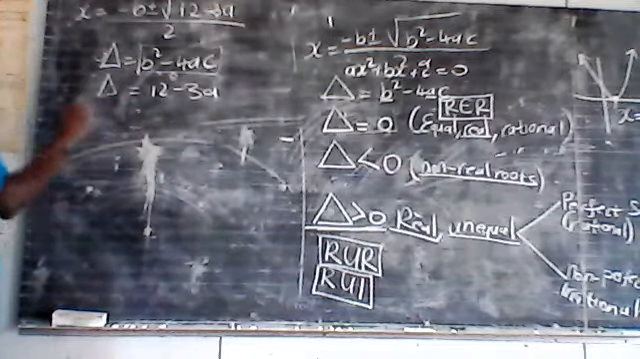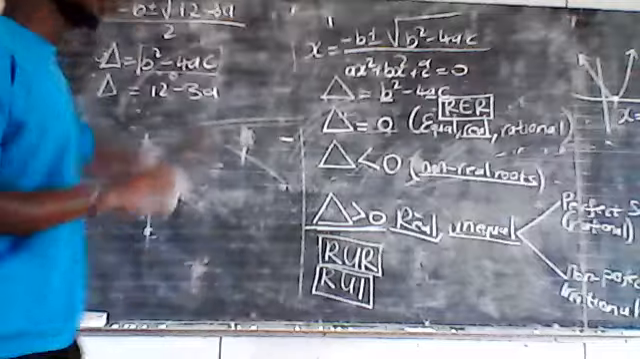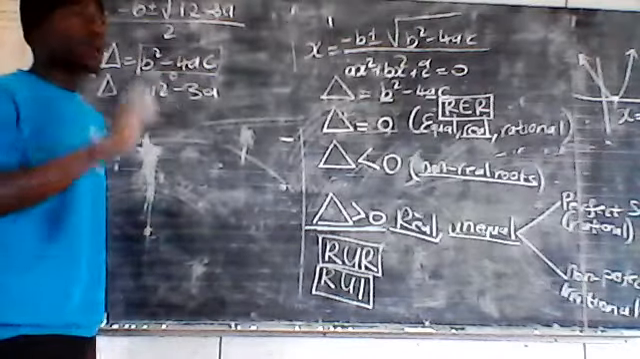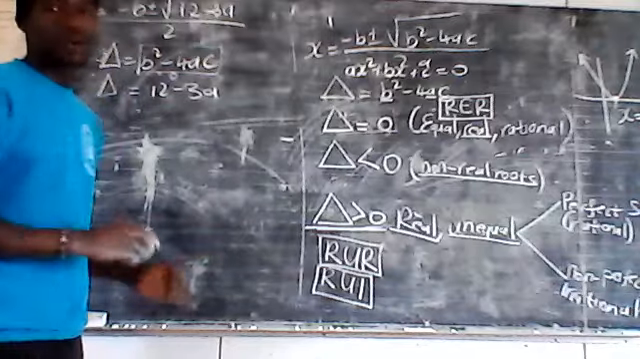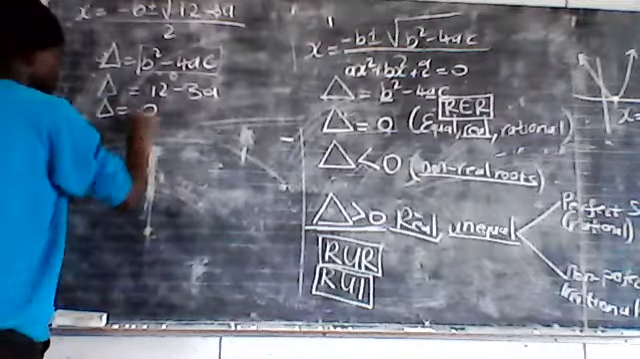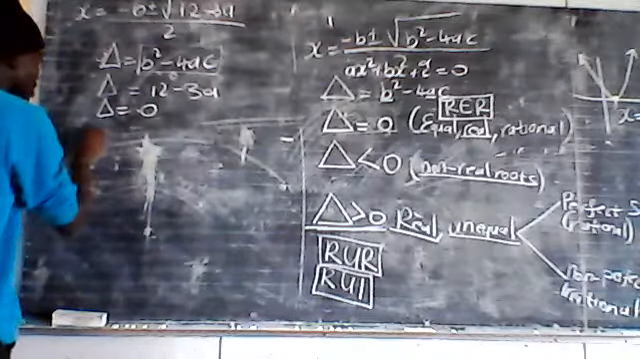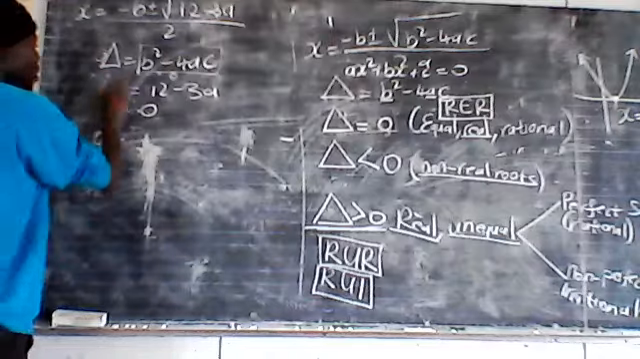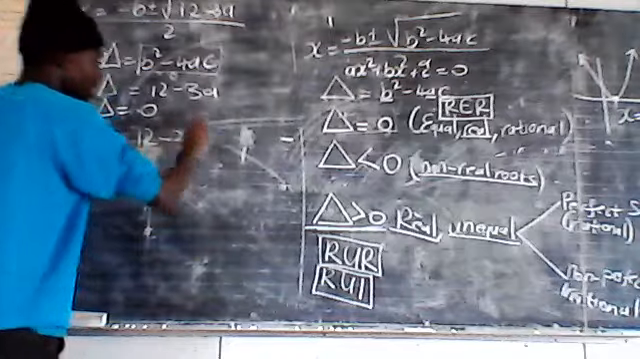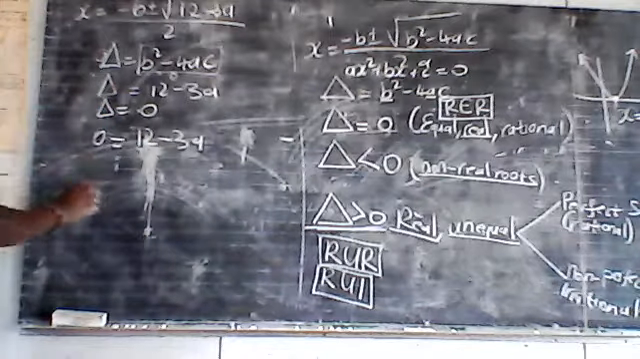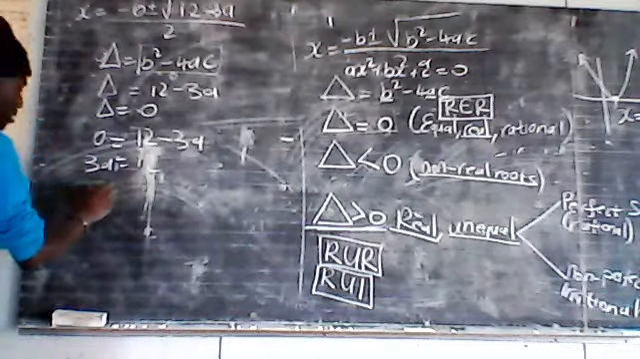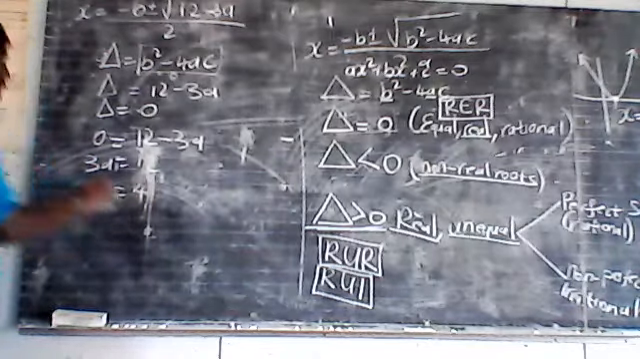So the question was saying for which values of a would that equation have equal roots. What do you know about delta when you are having equal roots? You know that your delta has to equate to 0. So what you have to do is equate delta to 0. I'm going to plug in the right hand side, 12 minus 3a, and then solve for a. So I'd have 3a equating to 12, dividing both sides by 3 gives me 4.